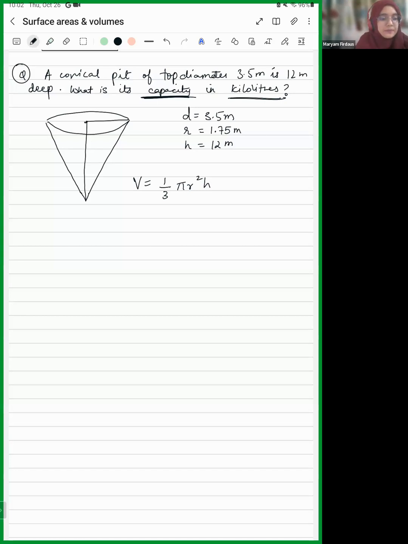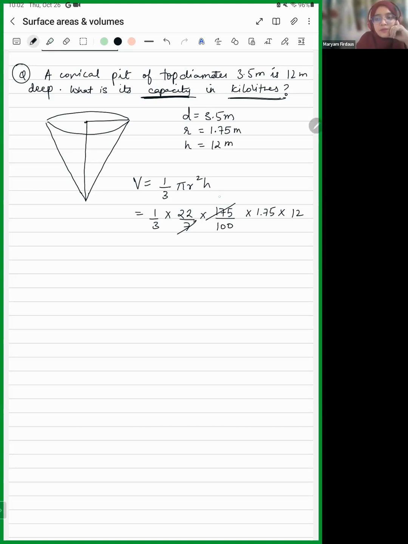Yes, so Abdul Jabbar, what are we supposed to do after this? Substitute the values. Then this becomes 1 by 3. Pi you will take as 22 by 7 itself. Then r square, that is 1.75 into 1.75, into h which is 12. Now see, 1.75 can be written as 175 by 100, right? I'm doing this so that we will be able to cancel the 7 with the 175. So we will cancel it, and what will it become?